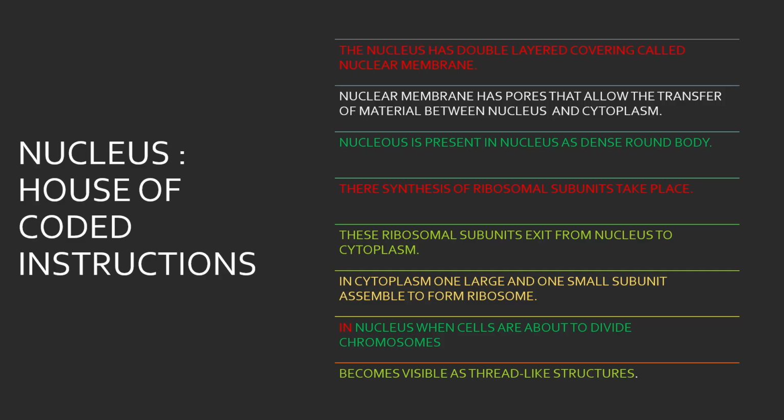these ribosomal subunits exit from the nucleus to the cytoplasm. In the cytoplasm, one large and one small subunit assemble to form ribosomes. In the nucleus, when cells are about to divide, chromosomes become visible as thread-like structures.